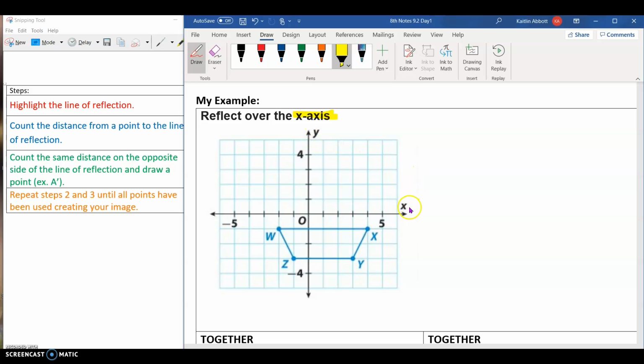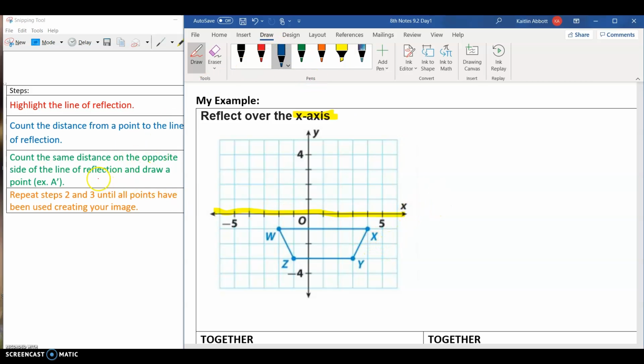No, that's the y. Here's an x. This is the x-axis. So I am going to highlight the x-axis, because that was the step. This is the line my shape is going to jump over. So I'm going to now pick, let's pick blue.